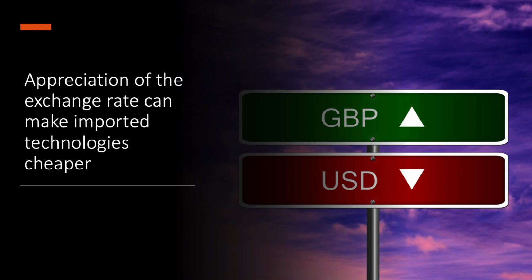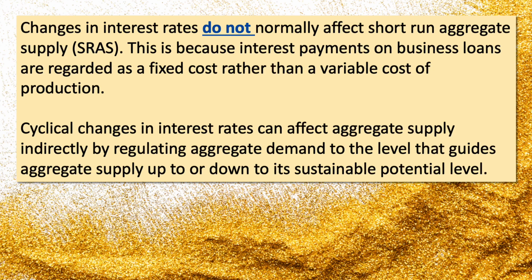If the pound goes up against the US dollar, for example, imported technologies from the United States become cheaper. Now, changes in interest rates do not normally affect short-run aggregate supply because the interest payment on a loan or an overdraft is normally regarded as a fixed cost rather than a variable cost of production. So probably best not to shift the short-run aggregate supply when you're discussing a rise in interest rates.